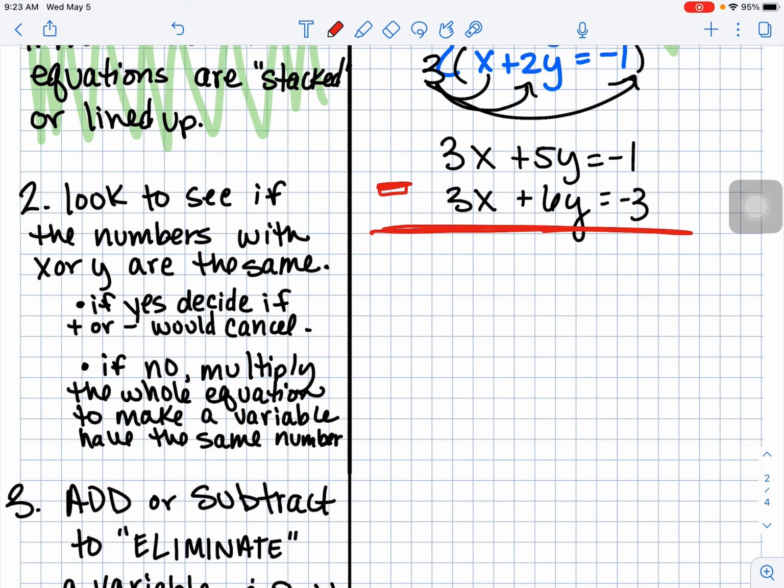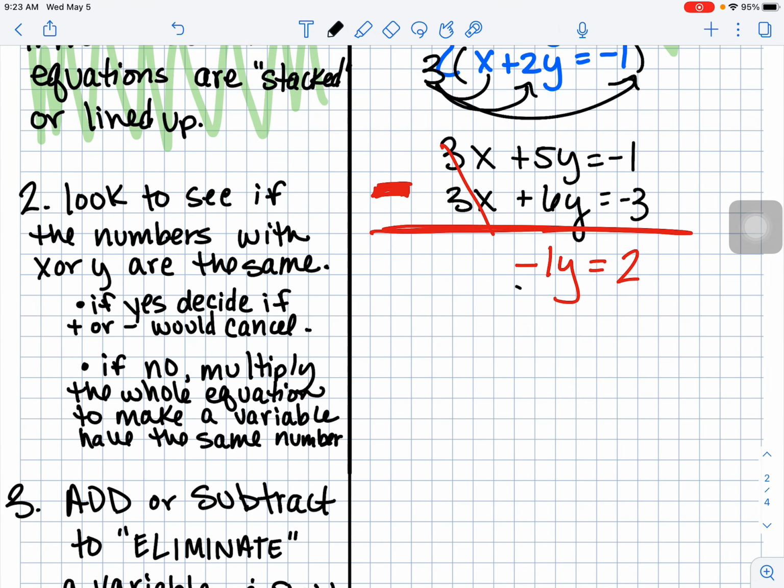So every column, I'm going to subtract. So 3 minus 3 is going to cancel out and give me 0. 5y minus 6y is going to give me -1y. -1 minus -3, this one's a little bit tricky. When you subtract a negative, you're really adding. So -1 minus a -3 is really +2.